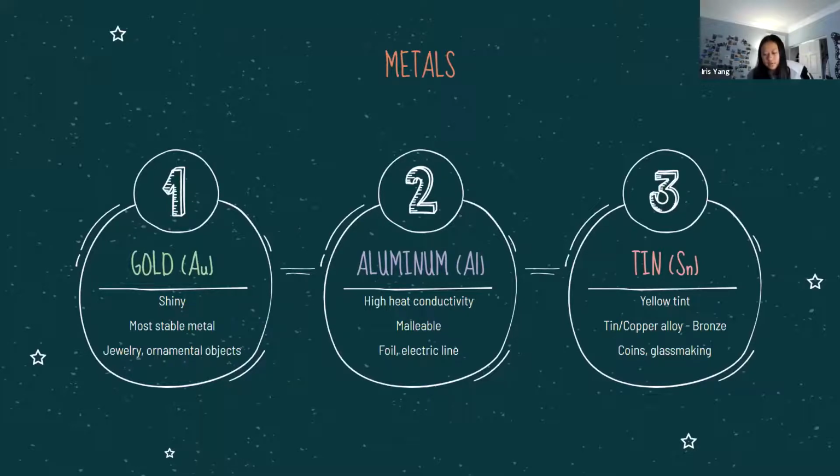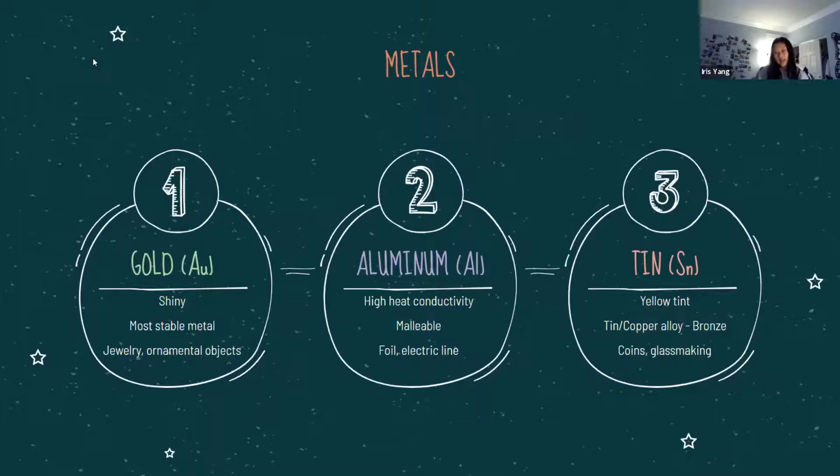And another reason it's used in foil is that it's really malleable. Malleable means that it's easy to manipulate and you can bend it. That's why it is used for foil. And another thing it is used for is electric lines, probably because it's also highly heat conductive, but a lot of wires you'll see are copper.